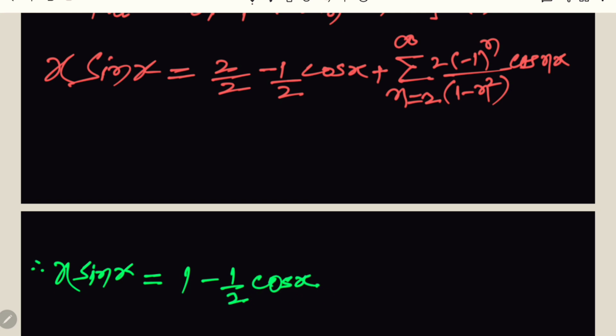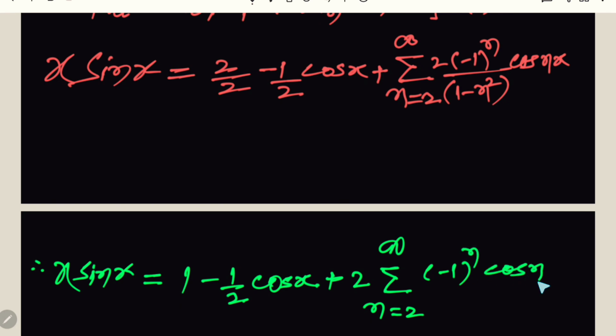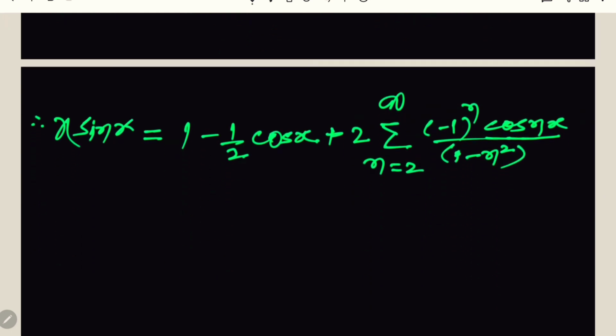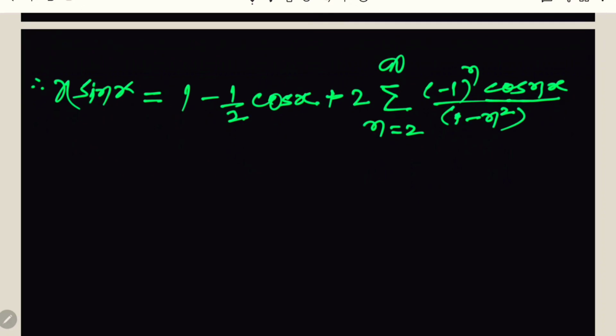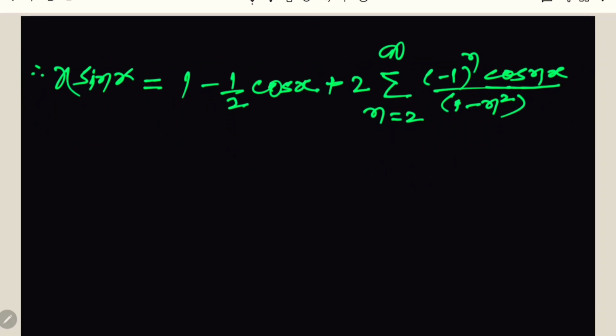And 2 we take outside the summation sign. Therefore, plus 2 times summation of minus 1 raised to n upon 1 minus n square into cos of nx. N changes from 2 to infinity. This is the required answer. Or this is the required Fourier series for that given even function.